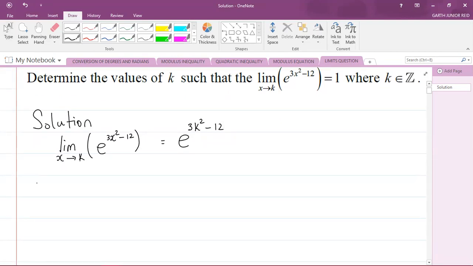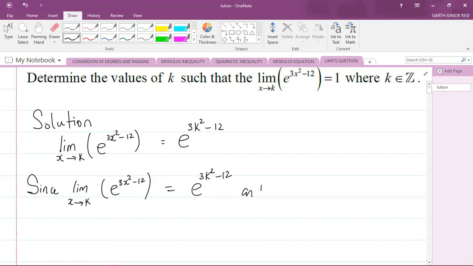Well, since I know that the limit as x approaches k of e to the 3x squared minus 12 equals e to the power 3k squared minus 12, and I know that the limit is also equal to 1, that's what they told us in the question, then I can say what?